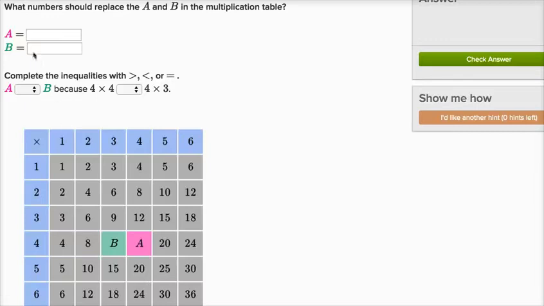But let's answer the question. What would a and b be? Well, we have this a right over here. So one way to think about it, it needs to be whatever 4 times 4 is. And you might know that 4 times 4 is 16. Or another way is you could just go down this column and count by 4's. 4, 8, 12, and then you add 4 again. 12 plus 4 is 16.